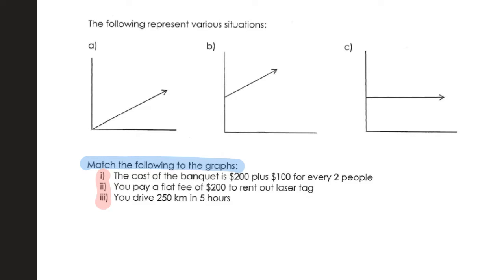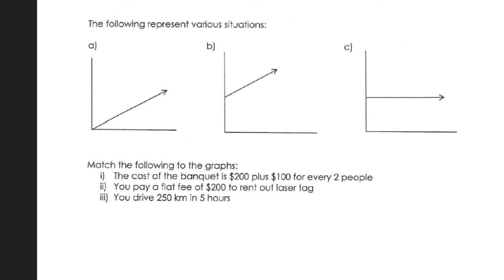Okay, and so as we work our way through, I'm just going to get rid of those highlights. We're going to see if we match up a little bit. The first one says that the cost of the banquet is $200 plus $100 for every 2 people. The second one says you pay a flat fee of $200 to rent out laser tag. And 3, you drive 250 kilometers in 5 hours.